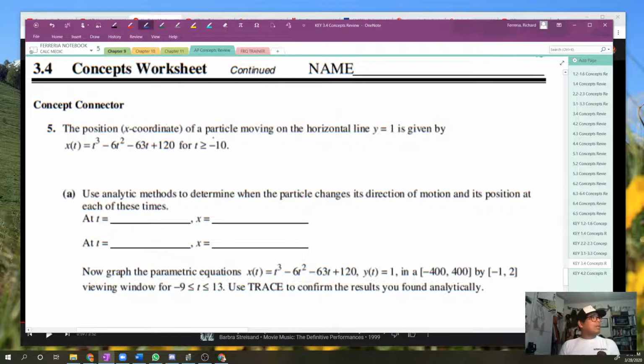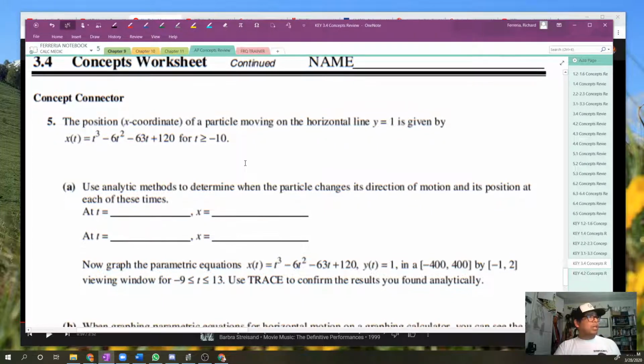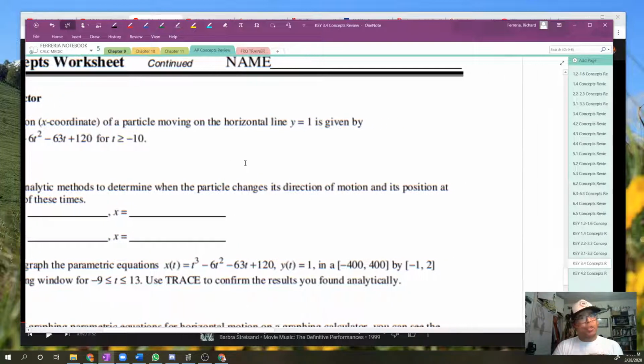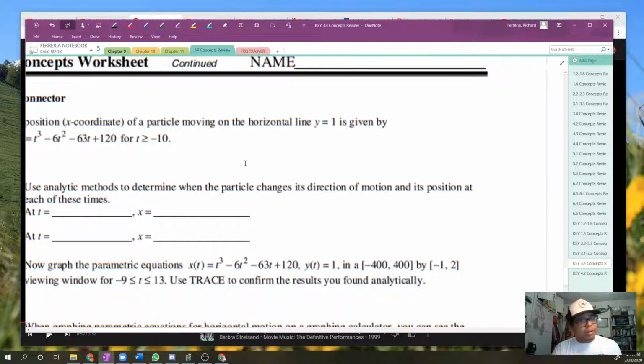The x coordinate of a particle moving along a horizontal line y equals 1 is given by this. So it's on the line y equals 1 and it's moving left and right. Using analytic methods, determine when the particle changes direction of motion and its position at each of these times. Okay. Let's remember that a particle changes direction only if its velocity is equal to 0. Undefined too, but I don't think this velocity is ever going to be undefined.